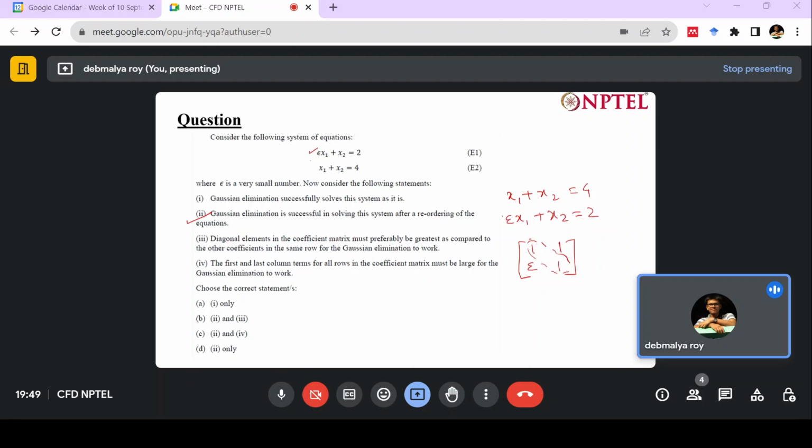Diagonal elements in the coefficient matrix must preferably be the greatest compared to other coefficients of the same row. This is true. So for Gaussian elimination to work very smoothly, we would want the diagonal elements to be larger. First and last column terms for all rows in the coefficient matrix must be large. This is not true. First and last column terms are nothing special. Diagonal elements, however, hold a special position in Gaussian elimination. So, as you said, 2 and 3 is the correct option.